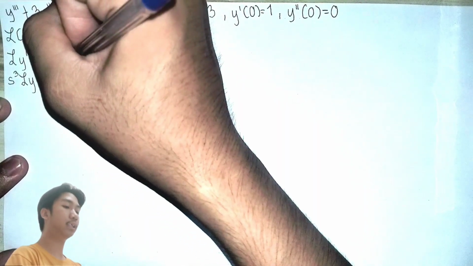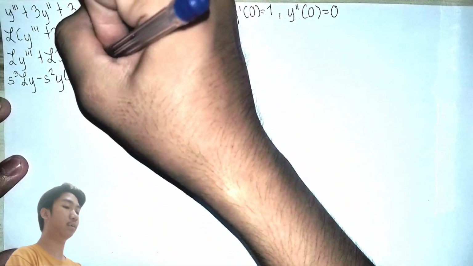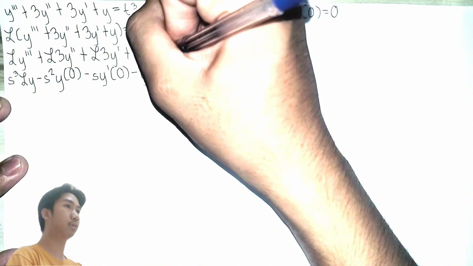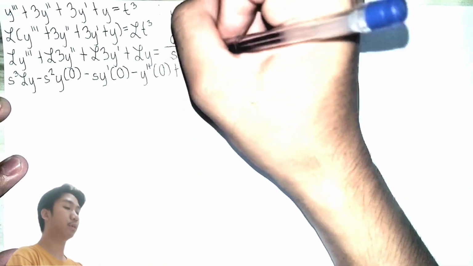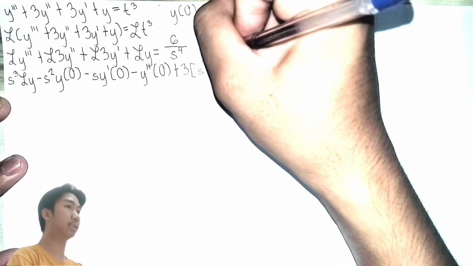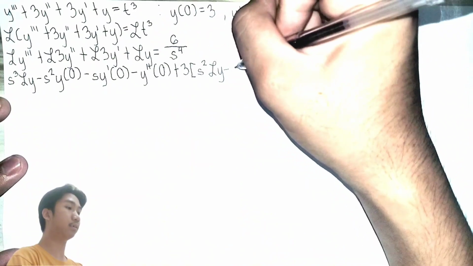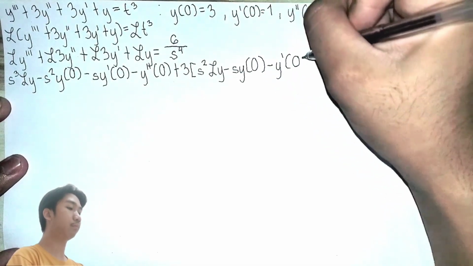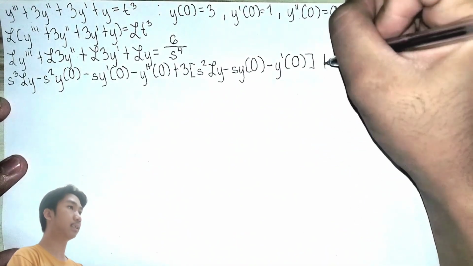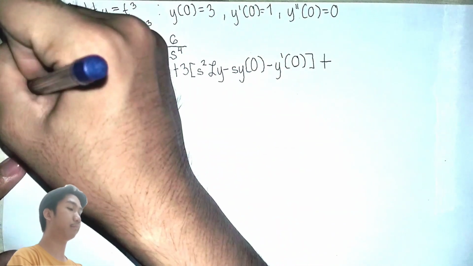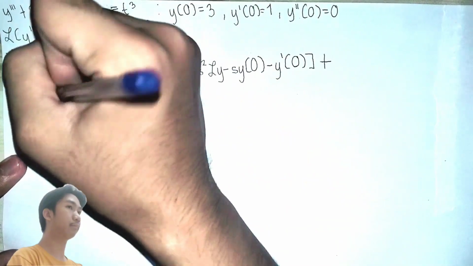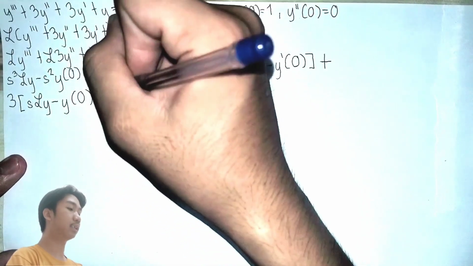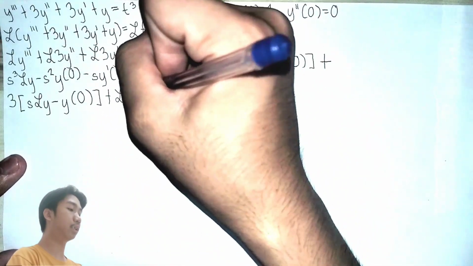That would be s cubed Laplace of y minus s squared y(0) minus s y'(0) minus y''(0), plus 3 times the Laplace of y'', which is s squared Laplace of y minus s y(0) minus y'(0), plus 3 times the Laplace of y', which is s Laplace of y minus y(0), plus the Laplace of y is equal to 6 over s raised to 4.